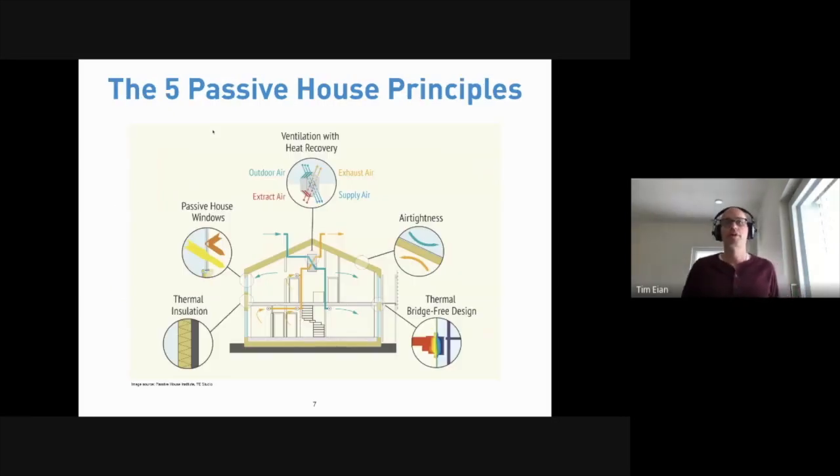This is a slide I'm going to reference a couple of times throughout. Here you have what is generally accepted as the 5 Passivhaus principles, the things that change from the status quo that we pay specific attention to. Again, thermal insulation, Passivhaus window, the heat recovery, ventilation, airtightness, and thermal bridge-free design. I'm going to talk about all those today, and those are the key differentiators.